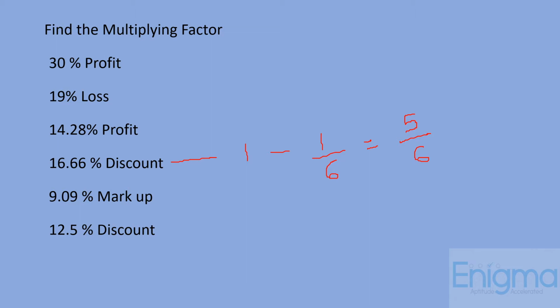So, we'll just check the last two things. 9.09 percentage. What is the fraction form of that? 1 by 11, correct. Now 1 by 11, if you remember, that's the fraction form of the percentage 9.09. Now, what would be the multiplying factor because of that? 12 by 11. 1 by 11 is the markup, correct? But 1 by 11 is the fraction form of 9.09%, correct? But what will be the fraction form multiplying factor? 12 by 11.